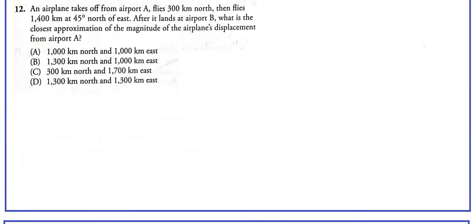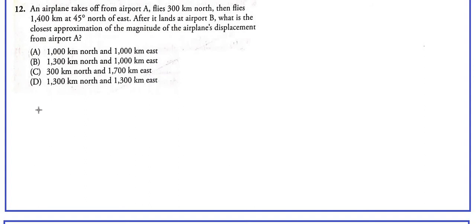Question number 12. An airplane takes off from airport A, flies 300 kilometers north, then flies 1,400 kilometers at 45 degrees north of east. After it lands at airport B, what is the closest approximation of the magnitude of the airplane's displacement from airport A? For this question, we need to know vector addition.